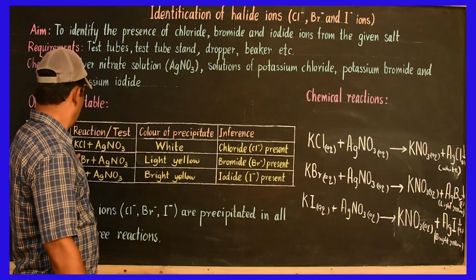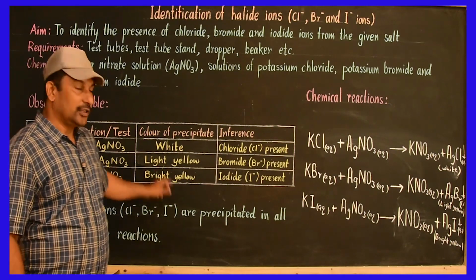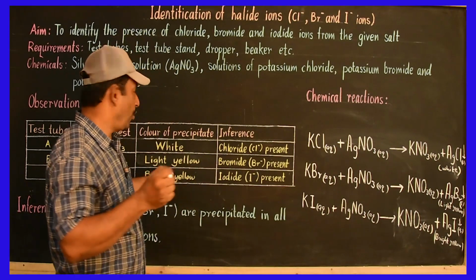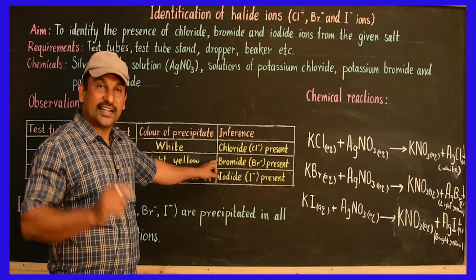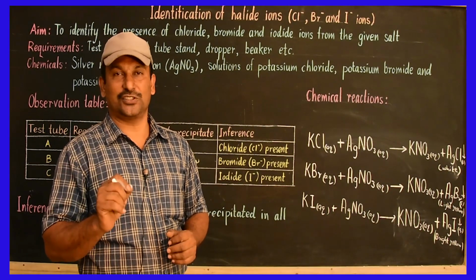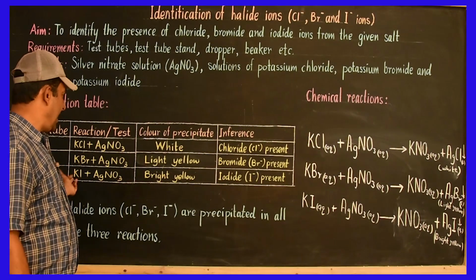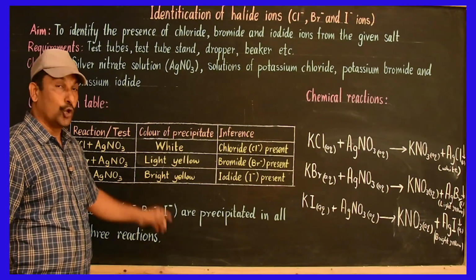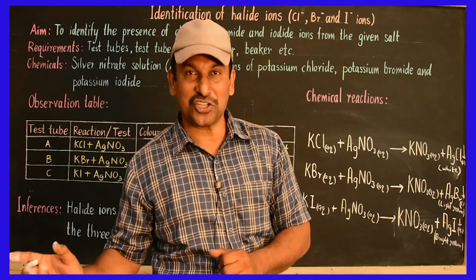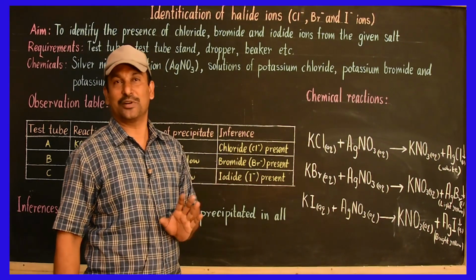Then in the second test tube, the reaction was KBr plus AgNO3. The precipitate that developed had a light yellow color, so that indicates the presence of bromide, that is Br⁻. The third test tube, the C test tube, had KI plus AgNO3, which developed a bright yellow color. You might have seen this during the reaction. That indicates the presence of iodide ion, I⁻.